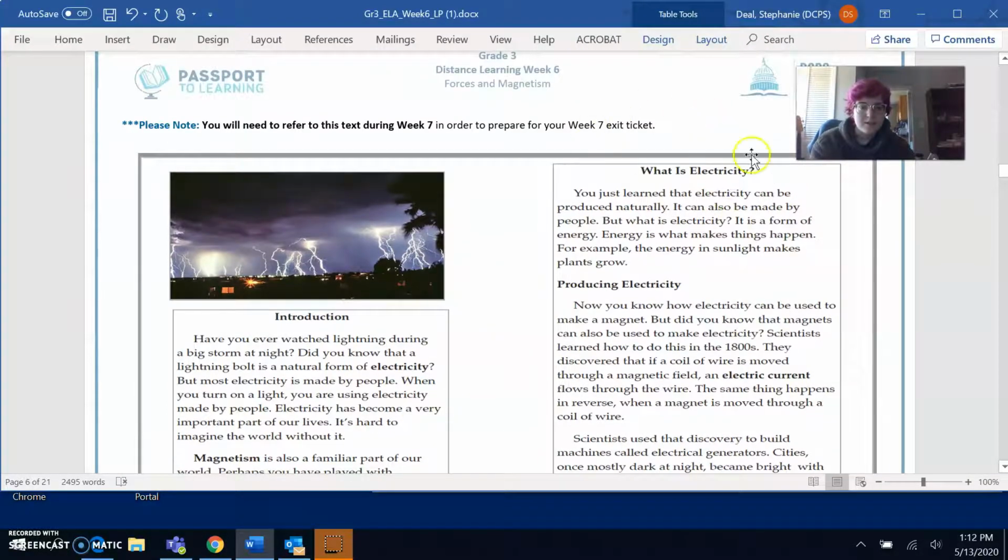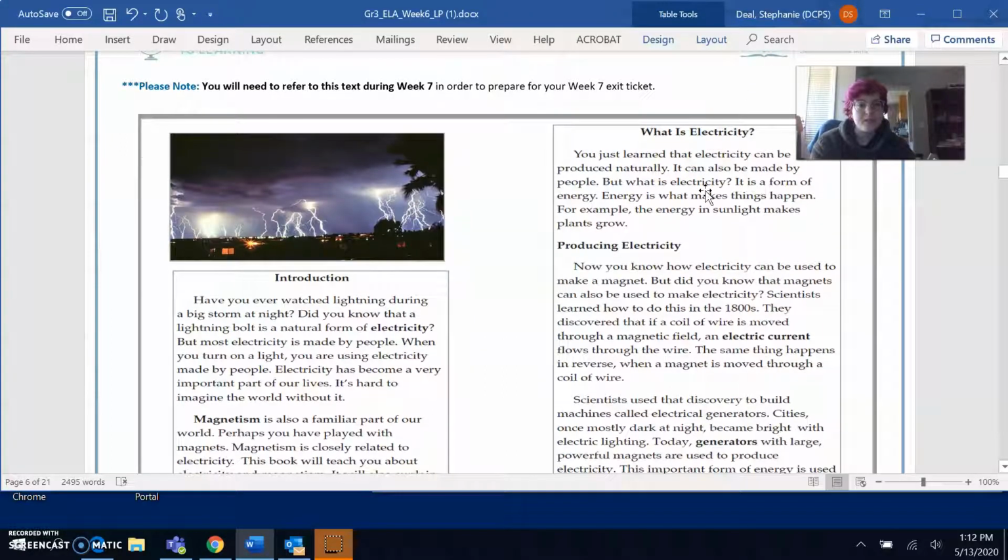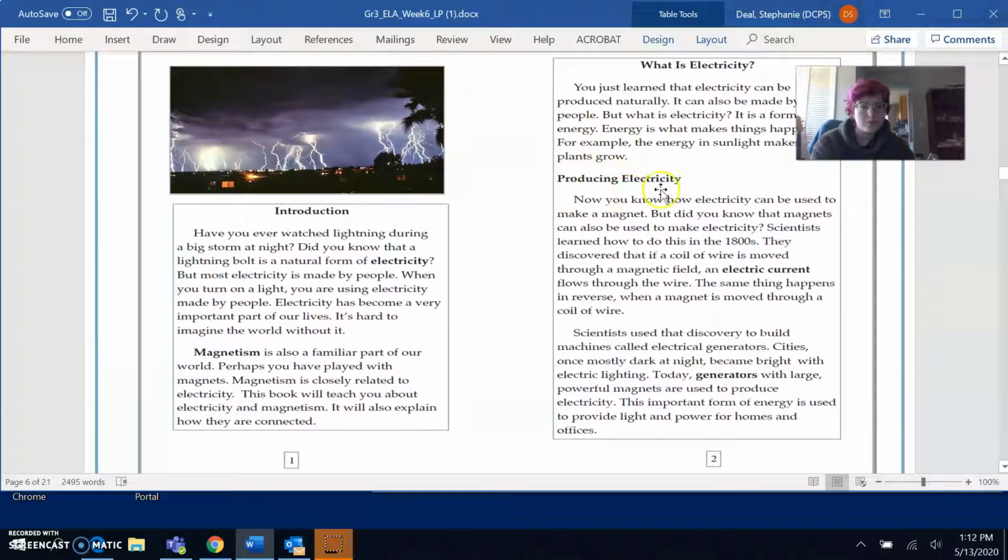So let's go on to the next part, which says, what is electricity? You just learned that electricity can be produced naturally. It can also be made by people. But what is electricity? It is a form of energy. Energy is what makes things happen. For example, the energy in sunlight makes plants grow, producing electricity. Now you know how electricity can be used to make a magnet.